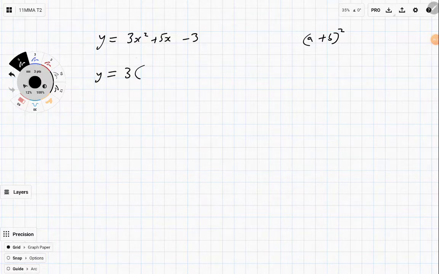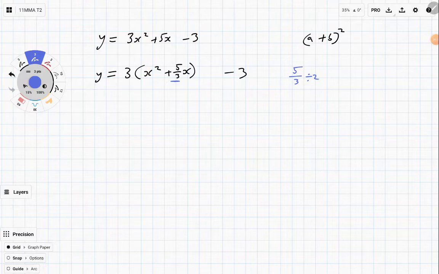So take the 3 out the front. I'm left with x² + (5/3)x. And then the minus 3, which is just a tag along, is going to hang out alongside. Now I'm going to do that rule, that divide by 2 square it. So take the term here, 5/3, divide it by 2, which is 5/6, squared. And I'm going to add that and subtract that. Where am I going to put it? I'm going to put it inside the brackets.